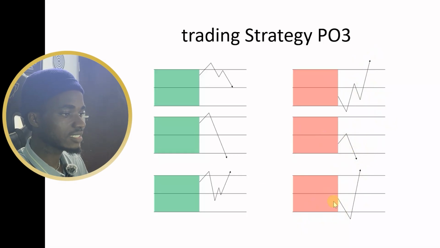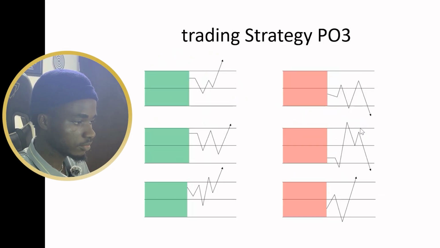So the idea is, if the previous day candle is green, you want to wait for a liquidity sweep at the high of the previous day, and then you want to take a short after the confirmation you expect. I will show you guys in this video. And then if the previous day candle was red, you want to wait for a liquidity sweep at the low of the previous day and then take a long. So we move to the next.